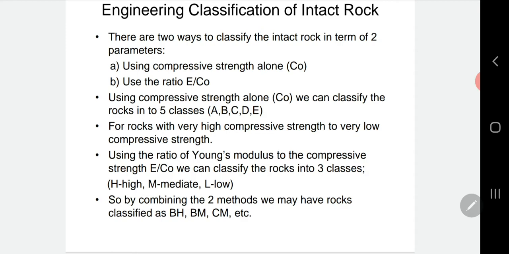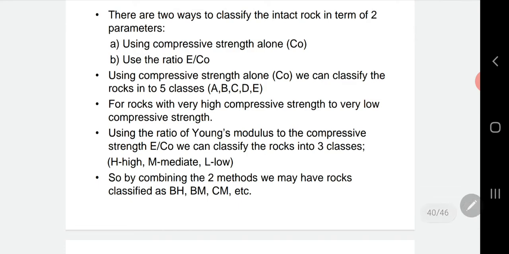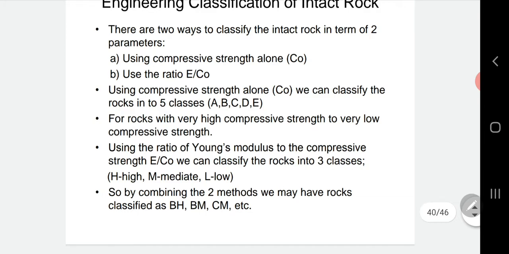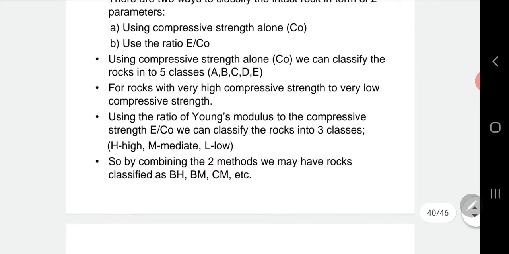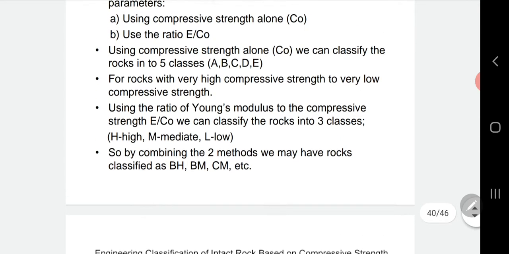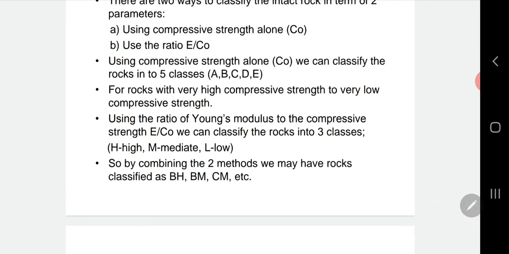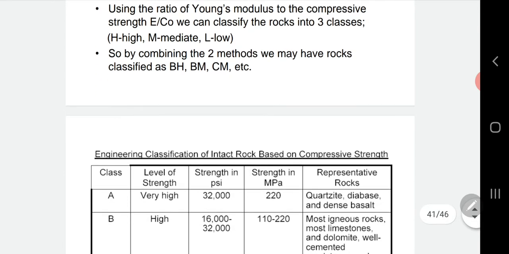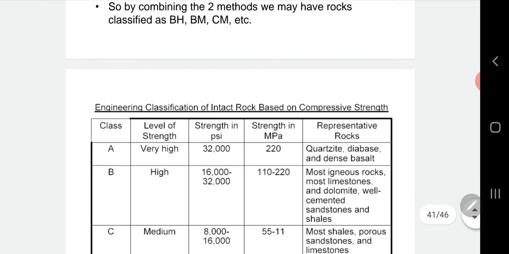Like if you go to the market and want to buy eggs, there are different grades of eggs: A, B, C, and D. It is a similar kind of classification, for rock with very high compressive strength to very low compressive strength. Using the ratio of Young's modulus to the compressive strength, E versus CO, we can classify the rock into 3 classes: high, medium, or low. By combining the two methods, we may have rock classified as BH, BM, CM, and so on.